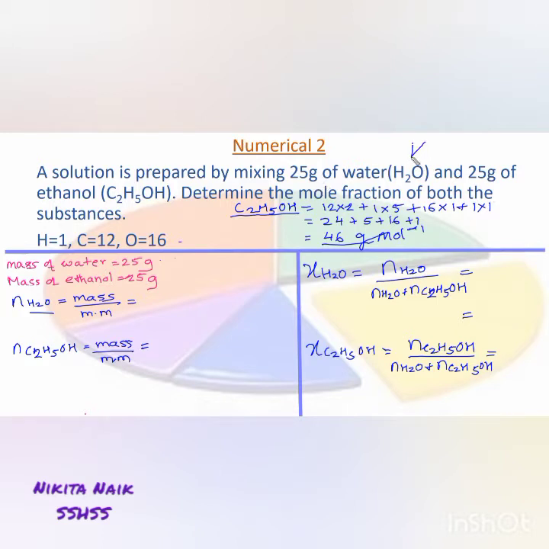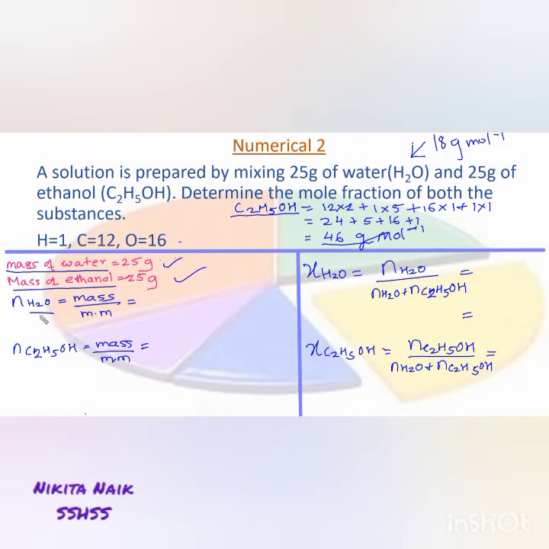We know that the molar mass of water is 18 gram per mole, and that of C2H5OH I have calculated by using the values which are given, and it comes to 46 gram per mole. Okay, so the things given are mass of water, which is equal to 25 gram, and mass of ethanol, which is equal to 25 gram.